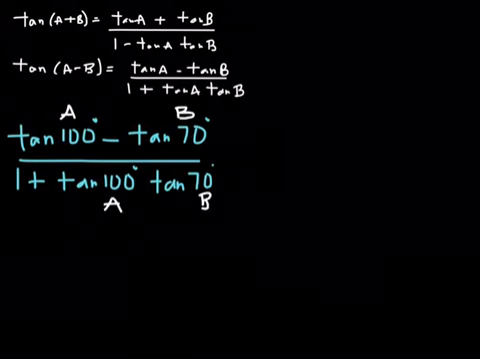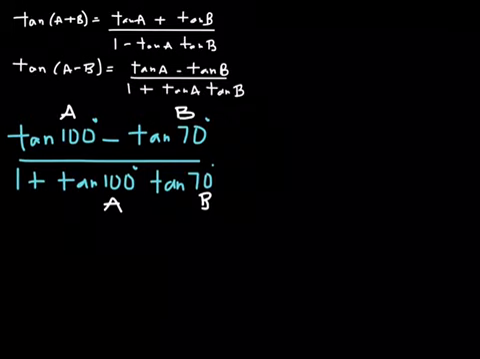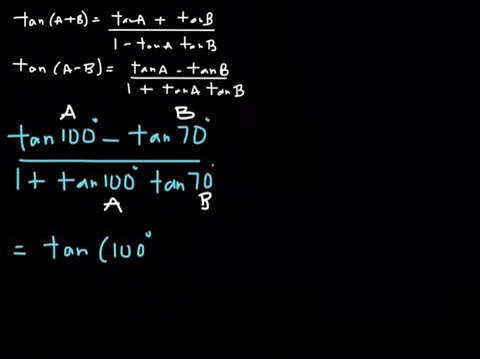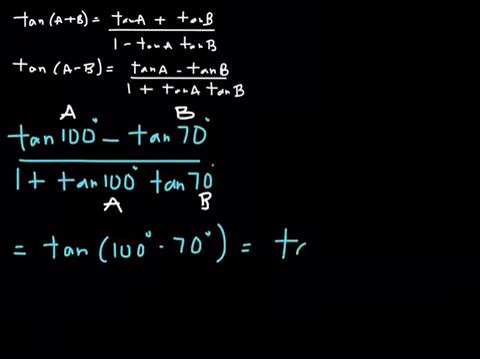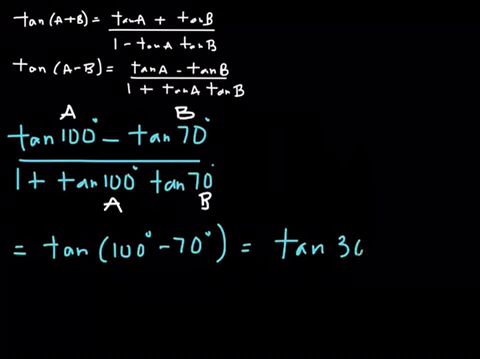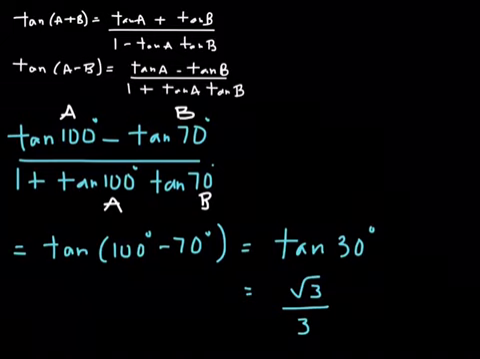So then when you apply the identity, we can rewrite it, we can condense it as tangent of A minus B, or 100 degrees minus 70 degrees, which is just tangent of 30 degrees, which is just root 3 over 3. Cool. That's it. Cool, let's move on to example 2.